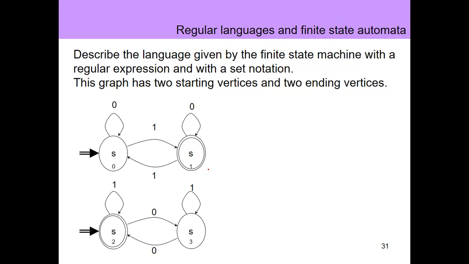Okay, now we have two graphs, and these graphs both together represent one finite state machine, so one language. Okay, so let's see. We can start at S0 and then finish at S1. What kind of words can we make then? We can have as many zeros as we like. We have a 1. We have again as many zeros as we like. We have a 1. And we're back in S0. We can have as many zeros as we like. We can have a 1, etc.